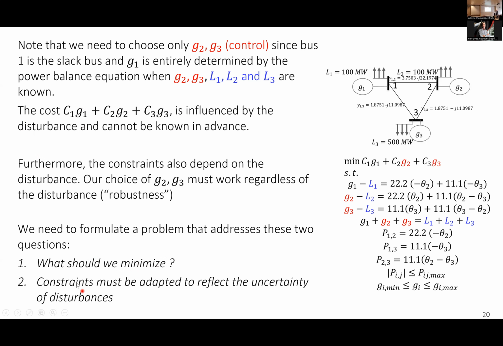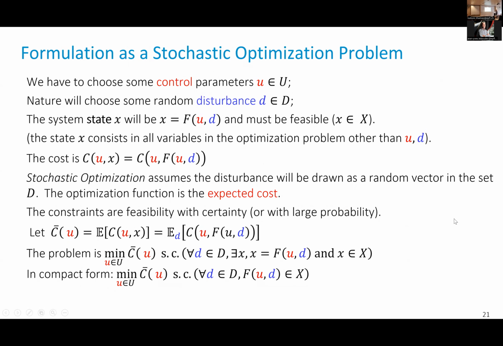The second thing that we have seen already is that the constraints must be adapted to reflect the uncertainty of the loads. And this, we've seen how to do it. We will simply say those constraints must be true, whatever value of L1, L2, L3. Let's discuss the first thing, the objective. How can we get rid of having a random objective here?